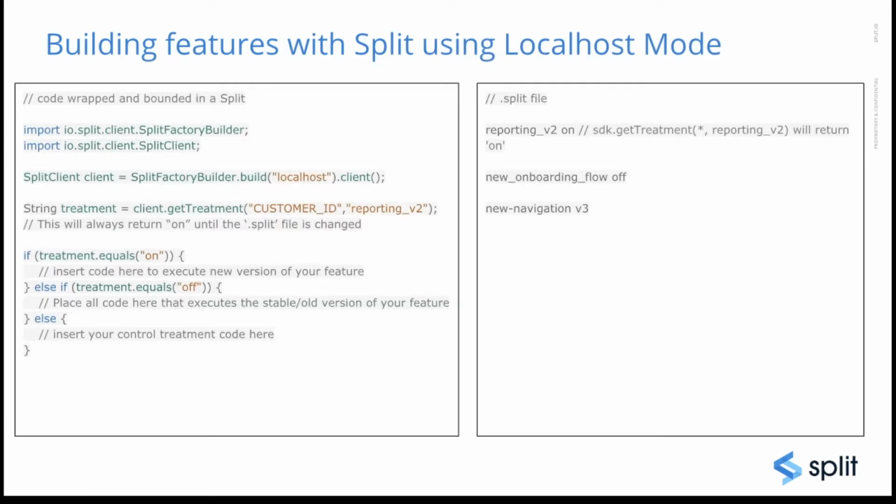Now, as we mentioned before, you can actually use localhost mode. And this is useful if you want to test the SDK without the need to connect to the Split cloud. So this way you can create a text file, and the file contains all the settings of the Split, including any whitelisting or rules or conditions. And then you can point the SDK to this file as if it's reading from the Split cloud.